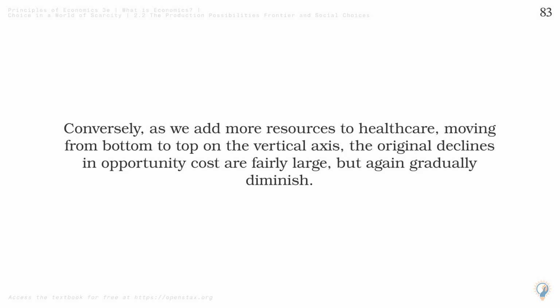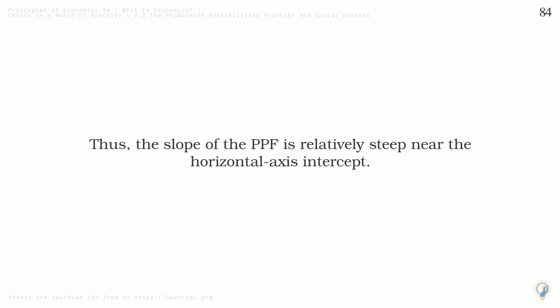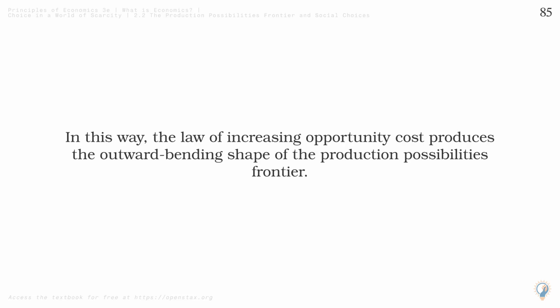Conversely, as we add more resources to healthcare, moving from bottom to top on the vertical axis, the original declines in opportunity cost are fairly large, but again gradually diminish. Thus, the slope of the PPF is relatively steep near the horizontal axis intercept. In this way, the law of increasing opportunity cost produces the outward bending shape of the production possibilities frontier.